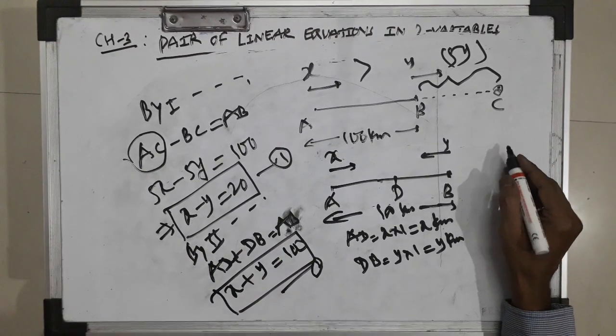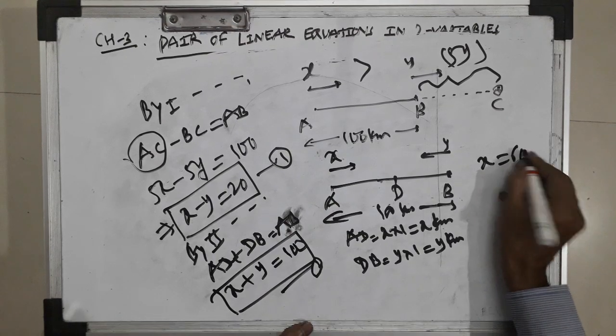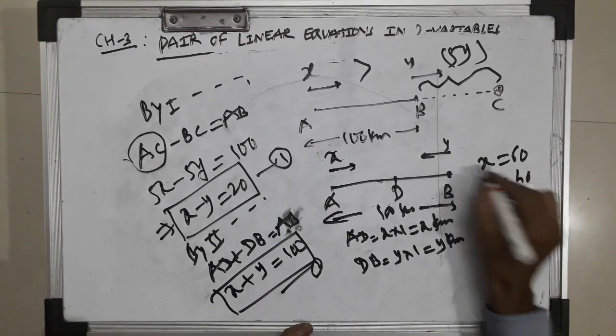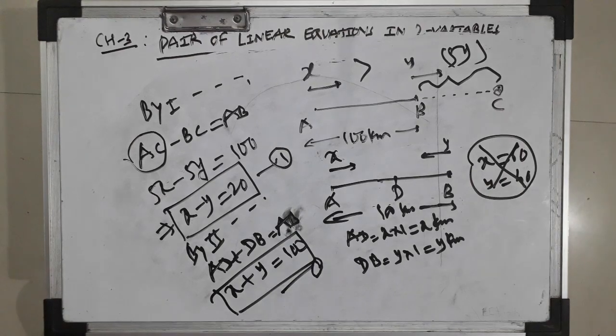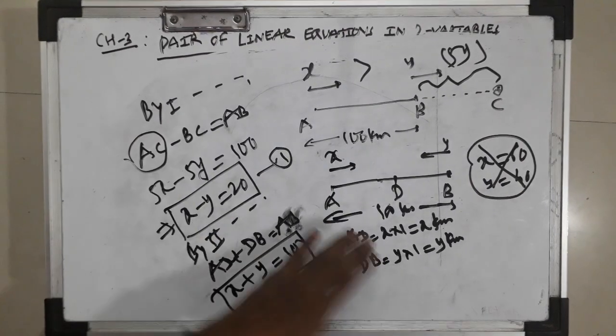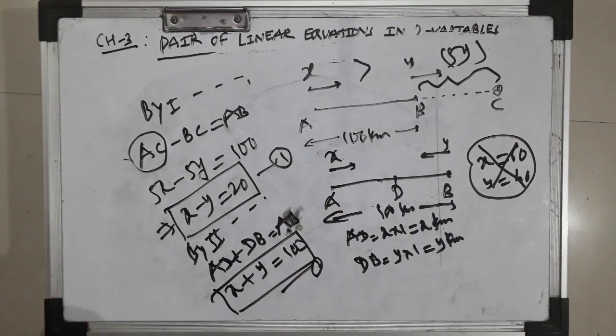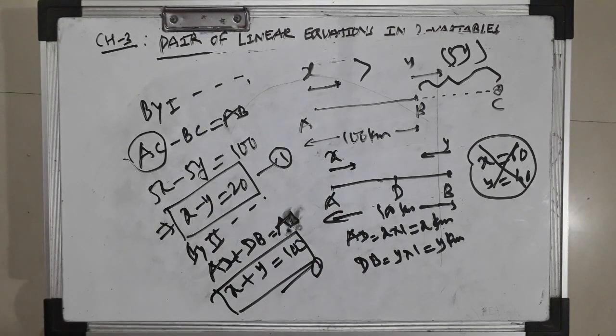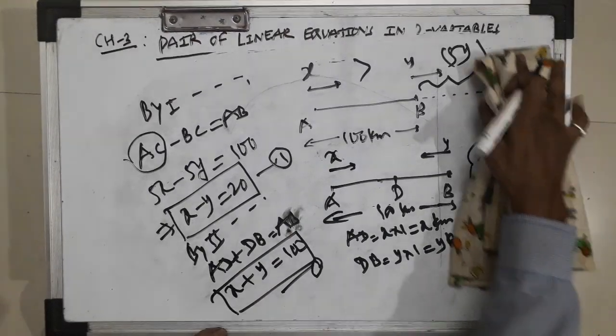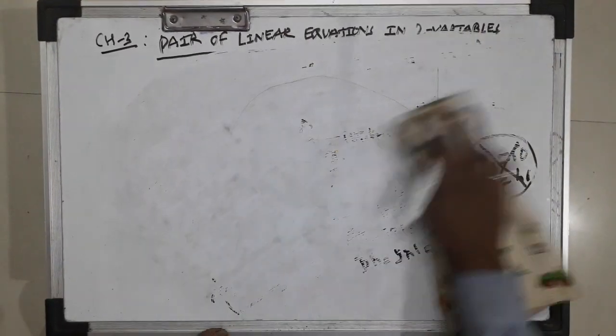After solving, 2x is 120, so you can get x as 60 and y as 40. Final answer set. The solving part we are going to see later. How to form the equations is very important in linear equations in two variables. Remember that, right? Now we are going to see some simple questions.